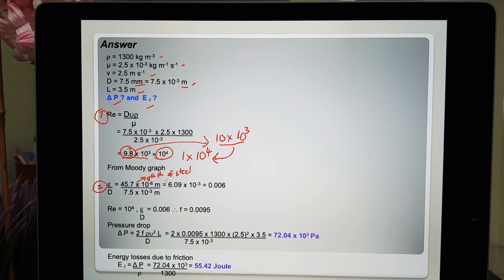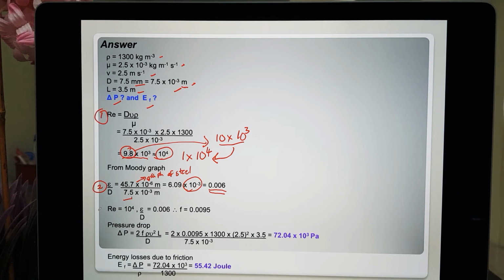Okay, the value is for the steel. And the diameter has been given. Diameter is over here, 7.5 times 10 to the power of -3. So you should be able to get 6.09 times 10 to the power of 3. And don't use this format. Try to simplify by using a decimal point for the relative roughness, because we want to get the intercept point between the Reynolds number as well as the relative roughness.